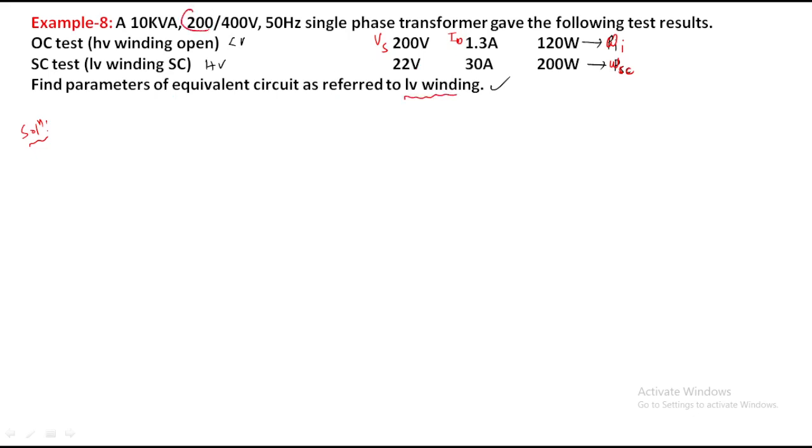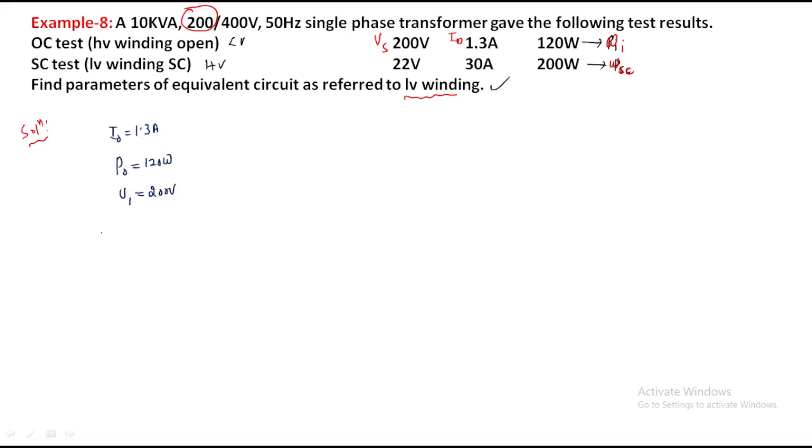So with respect to 200 volts, we have to calculate the equivalent circuit parameters, that is R01 referred to primary. Here E1 is nothing but 200, that is the LV winding voltage. So referred to the LV side, we have to calculate the parameters. Therefore, given that I0 is 1.3, P0 is 120 watts, and the supply voltage V0 is 200.